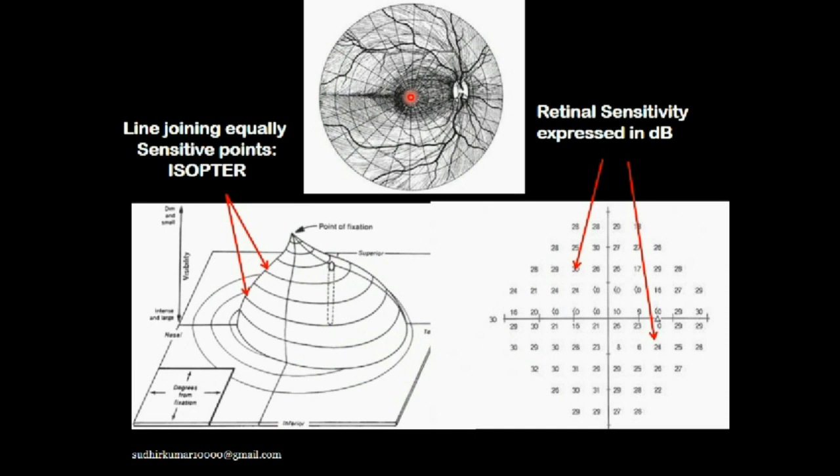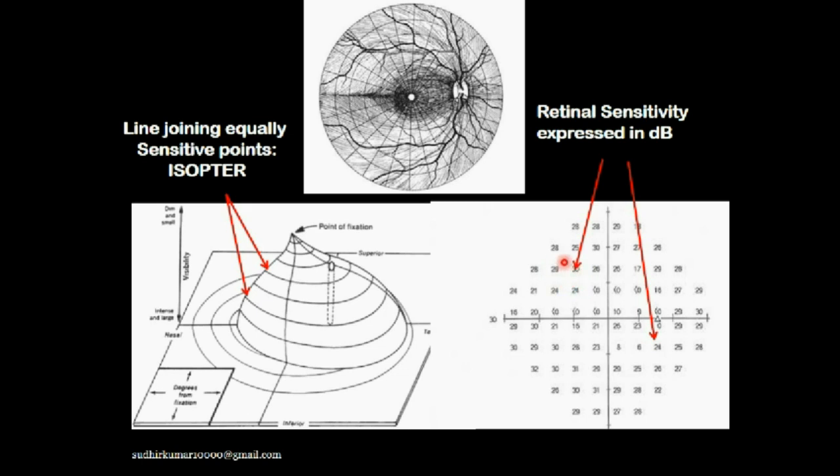Fovea is the most sensitive part of the retina, and as we go toward the periphery from the center, the sensitivity decreases. When we plot a graph of sensitivity, the peak corresponds with the fovea, and as we go toward the periphery, the sensitivity decreases, and the lines joining the areas of equal sensitivity are called isopters. But nowadays, this is tested digitally from point to point, and each point is given a number in decibels, which represents the sensitivity of the retina.